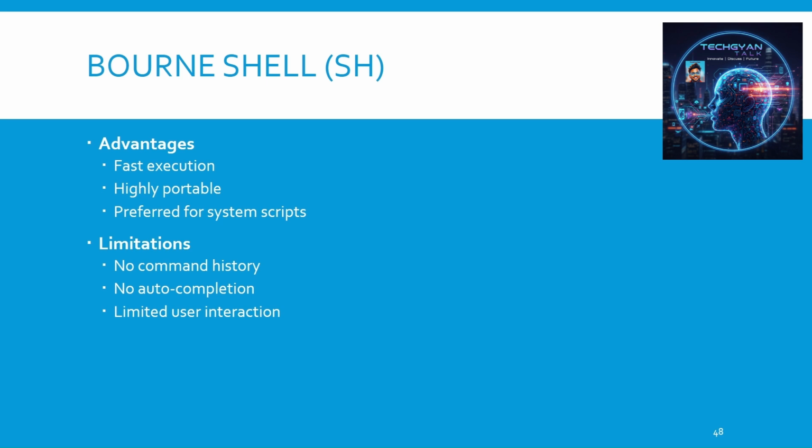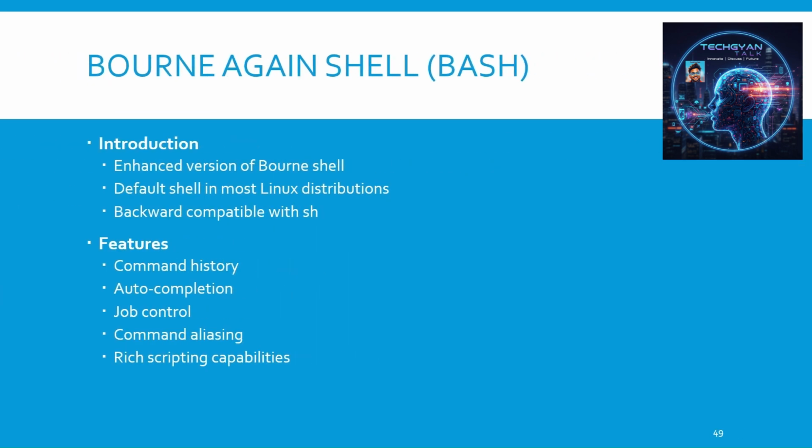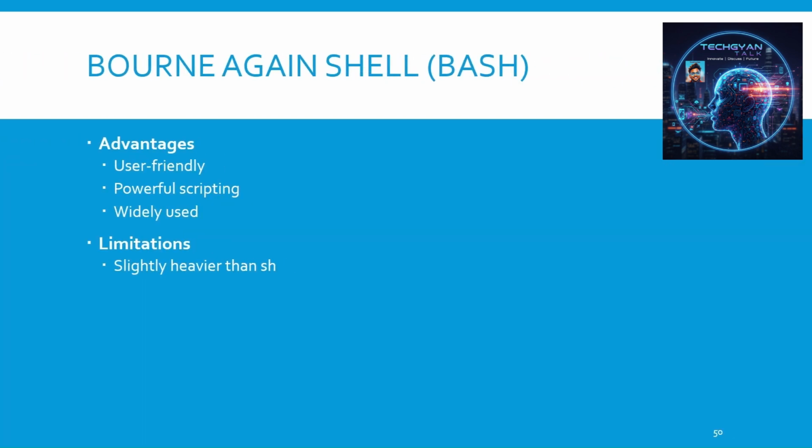Bourne shell SH advantages: fast execution, highly portable, preferred for system scripts. Limitations: no command history, no auto completion, limited user interaction. Bourne Again shell, Bash. Introduction: enhanced version of the Bourne shell, default shell in most Linux distributions, backward compatible with SH. Features: command history, auto completion, job control, command aliasing, redirection capabilities. Advantages: user friendly, powerful scripting, widely used. Limitations: slightly heavier than SH.